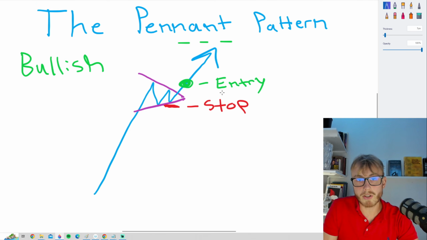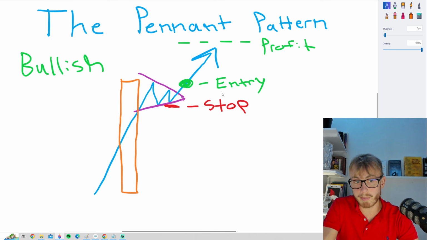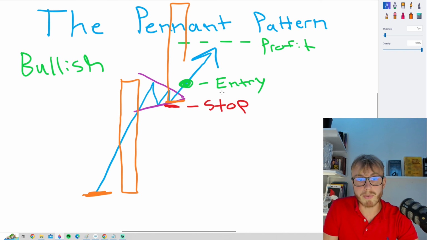And as for your profit target, you usually aim for either a 2-to-1 risk to reward ratio, or some traders once again use the measured move objective. So they measure the impulsive move that starts down here. They take this measurement and measure from this point right here. So if you're aiming for a larger profit target, some traders use that.